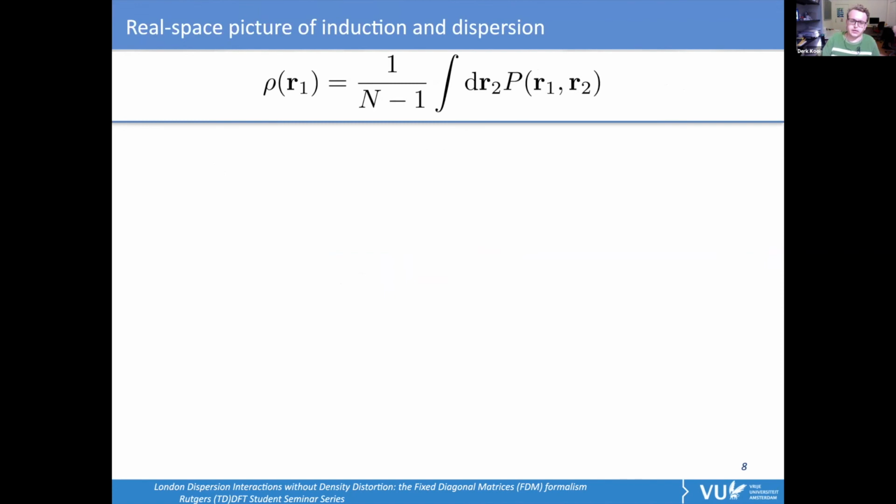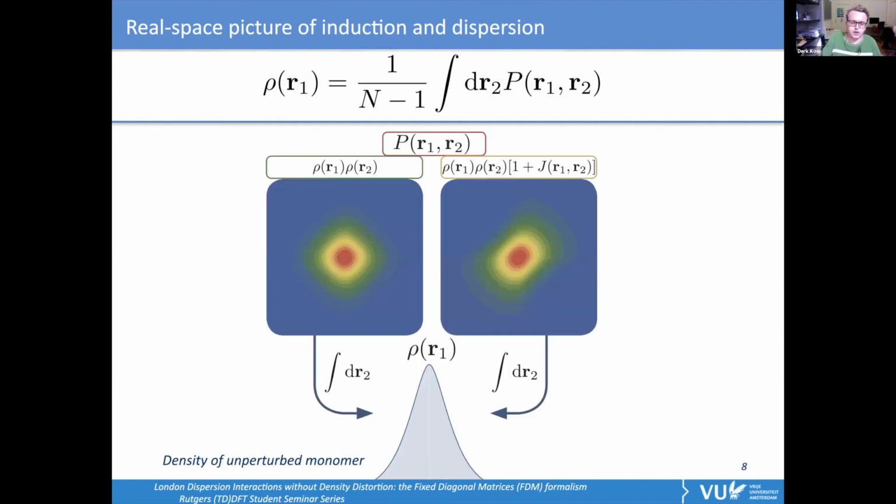But if you then have a pair density correction, then you can say, okay, what is the change in the electron density? Because the pair density integrates to the electron density. So these are the pair densities I have showed you, but what I didn't show you is that they both integrate to the same density of the unperturbed monomer. So both correspond to the same electron density, but we can capture dispersion in this way.